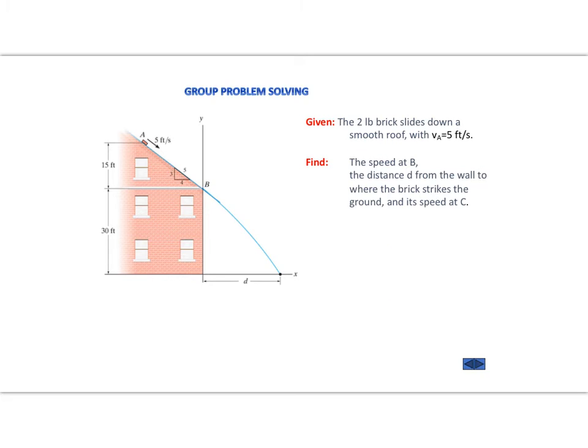If we look at the second part of this problem, it asks us to do 2 things. We want to know what this distance d is, and then also what its speed is at C, which we noticed wasn't labeled, so we're going to assume it's right here. I'm going to do that part first because it's easier, and I'm going to use conservation of energy between B and C.